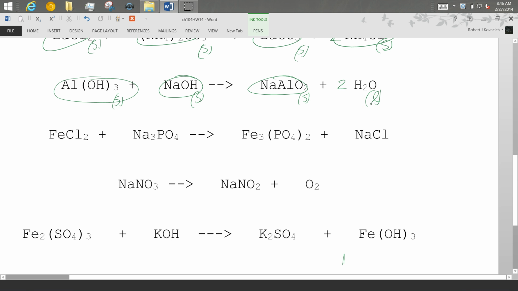You guys don't know what that NaAlO2 is. It's sodium aluminate, and the AlO2, remember that big old list of polyatomic ions? And I said that was a tiny list, actually. Well, the AlO2 is another polyatomic ion, and there's a series of those guys, actually many of them.